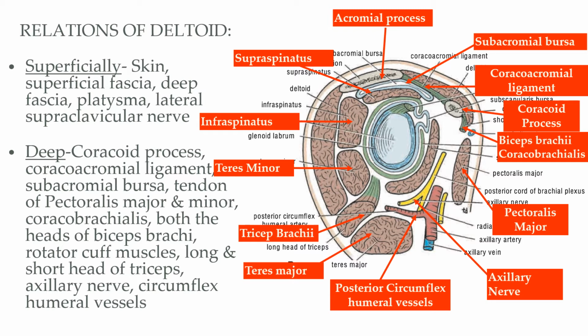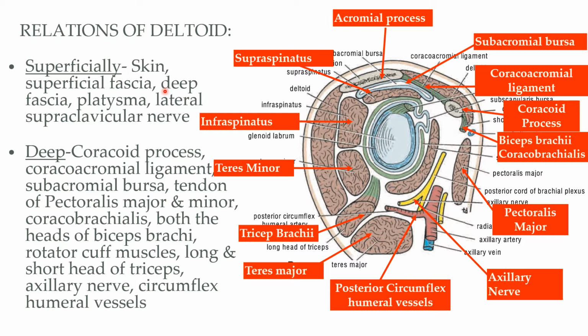If we proceed from superficial to deep, then the superficial most structure is the skin, followed by superficial fascia. The superficial fascia covering the deltoid consists of a few fibers of platysma and lateral supraclavicular nerve. We learned earlier that this lateral supraclavicular nerve provides cutaneous innervation to the upper part of the deltoid region. Deep to the superficial fascia, we have deep fascia. The deep fascia covering the deltoid is called deltoid fascia. So these were the structures related superficial to the deltoid muscle.